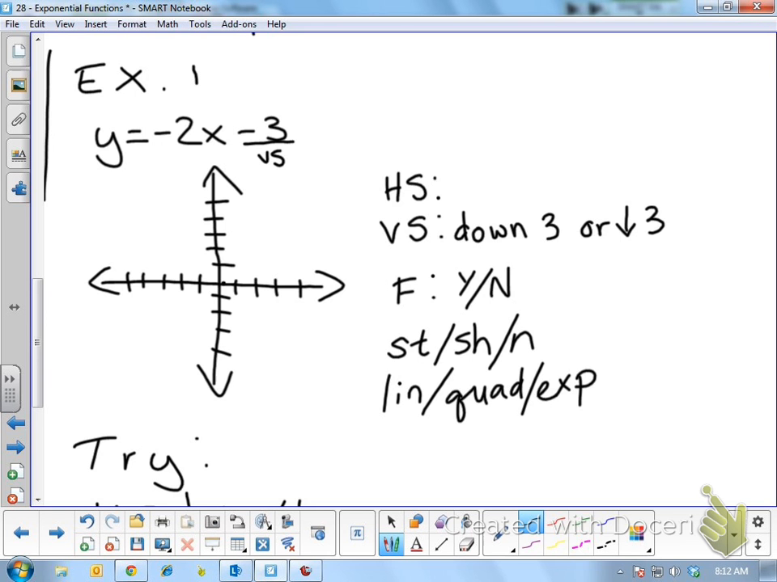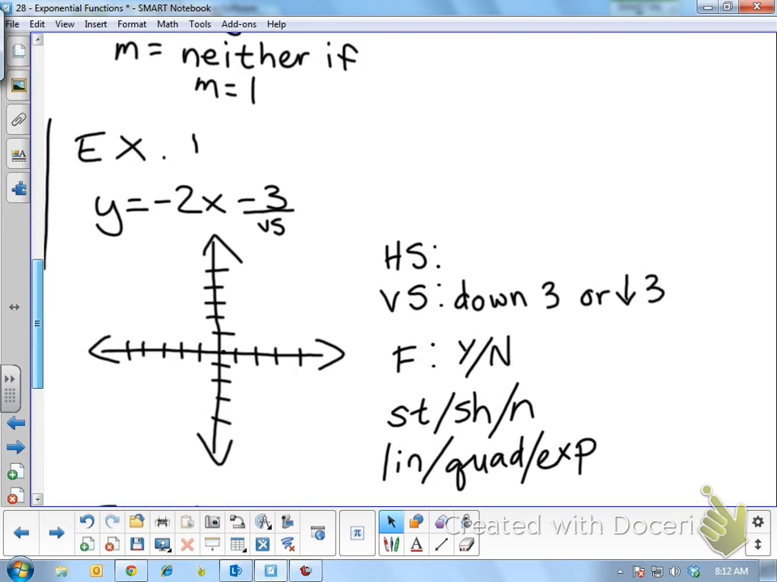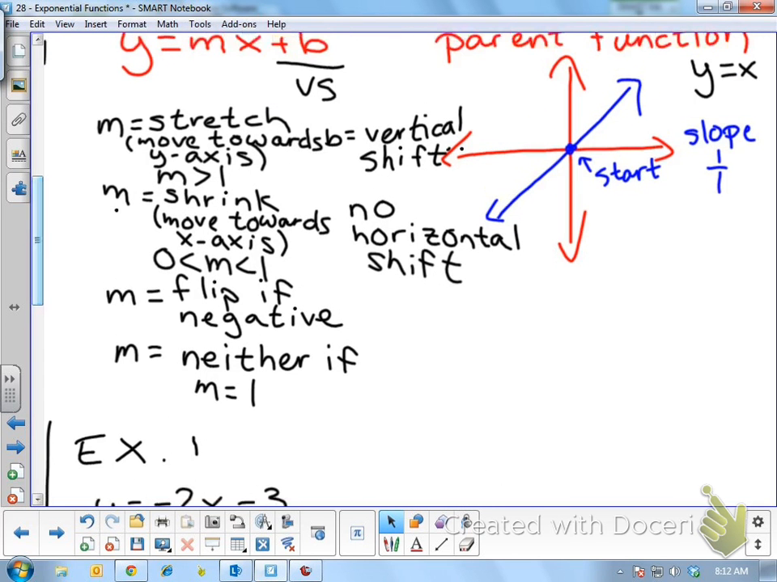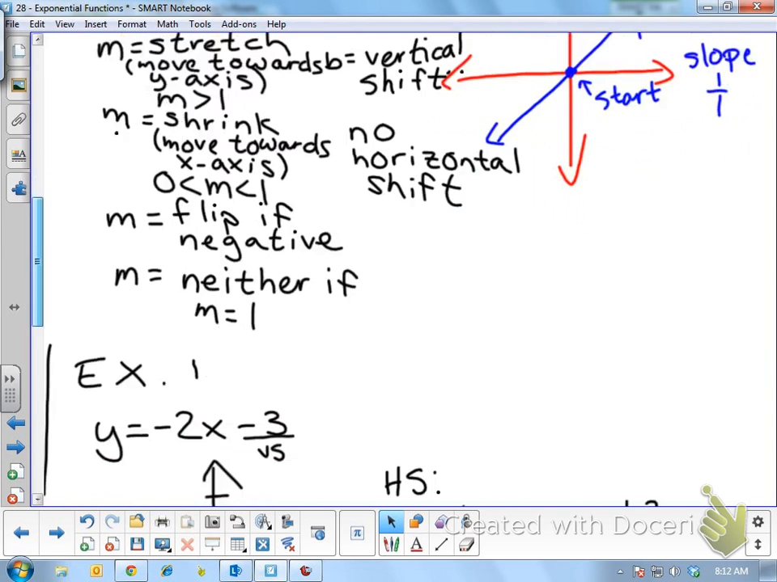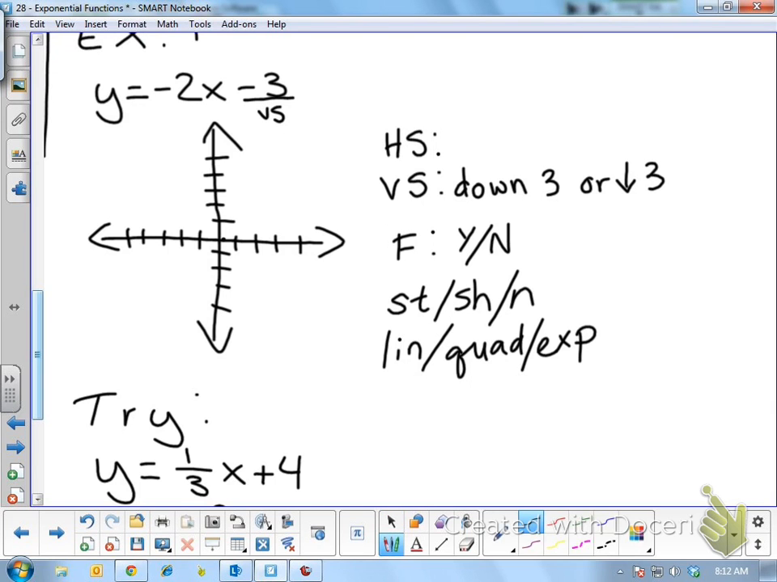Okay, so let's scroll back up and see what we said, and hopefully you wrote it down in your notes. What did we say about horizontal shift for a line? There is no horizontal shift for a line. It's not considered a horizontal shift because a line retains the same shape whether you move it left or right or up or down. And so they still are just looking at where the line crosses the y-axis. So our horizontal shift, if it's a line, is none. We have no horizontal shift when it's a line.